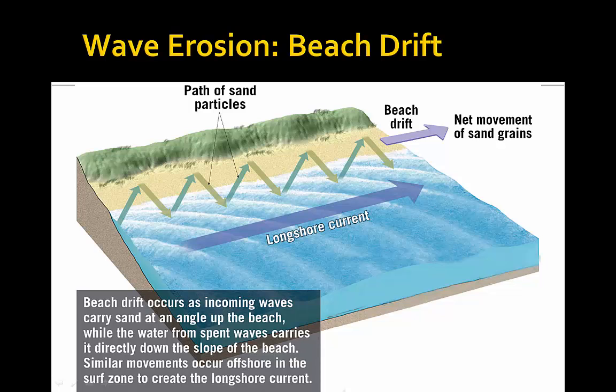Most movement of sand is by the process of beach drift. Remember that waves approach the shore at an angle, carrying with it particles that are pushed up the shore at an angle. As the wave retreats, it moves straight down the shore. Therefore, there is a net movement of sand in a zigzag fashion along the beach.